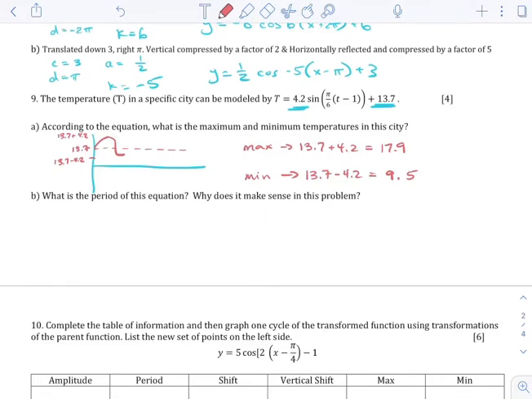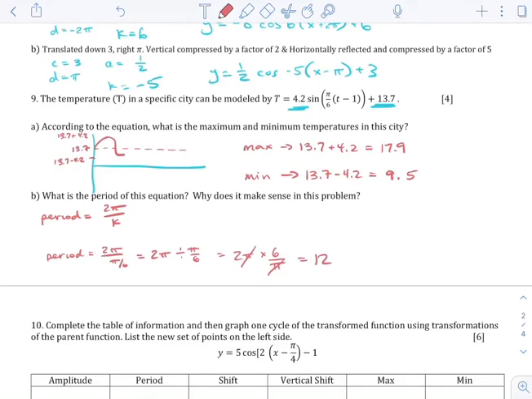Next, what is the period of this equation? Why does it make sense? So remember, period is equal to 2 pi over k. In this case, k is pi over 6. So period is equal to 2 pi divided by pi over 6. When we divide by a fraction, that's the same thing as multiplying by its reciprocal. So the pi's will cancel out, and we get 12.